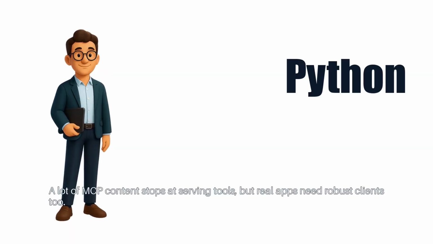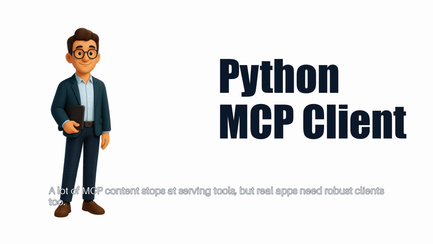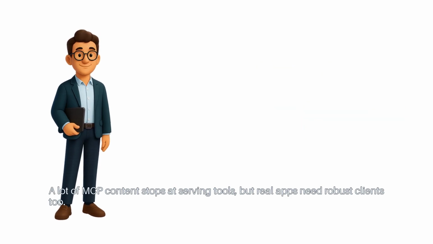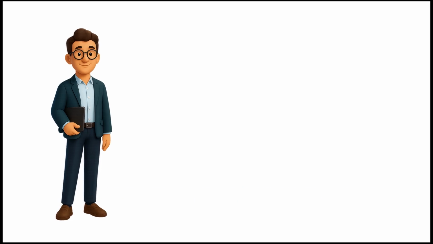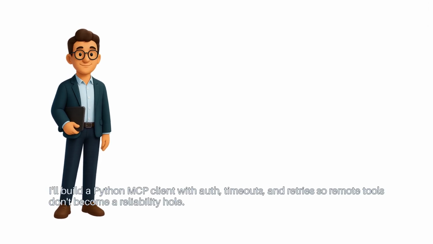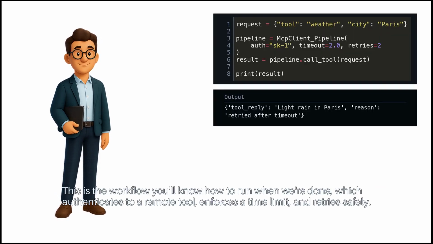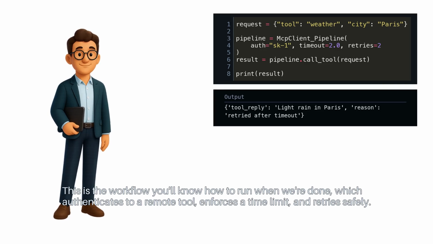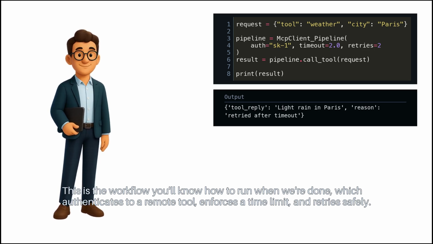A lot of MCP content stops at serving tools, but real apps need robust clients too. I'll build a Python MCP client with auth, timeouts, and retries, so remote tools don't become a reliability hole. This is the workflow you'll know how to run when we're done, which authenticates to a remote tool, enforces a time limit, and retries safely.